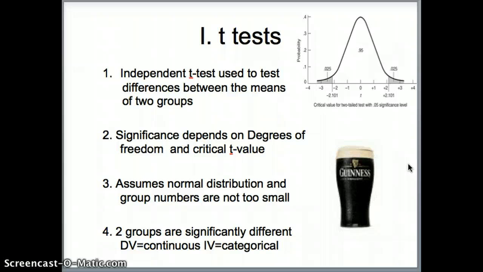Of course, when you look at the scaling of your data, the dependent variable, your outcome variable, has to be something continuous, and your independent variable has to be something categorical. So if you were interested in the amount of beer consumption, number of pints of beer, that is something continuous, and then you look at something categorical like gender, male, female, if you were interested in seeing whether men or women tend to drink more on an average night.